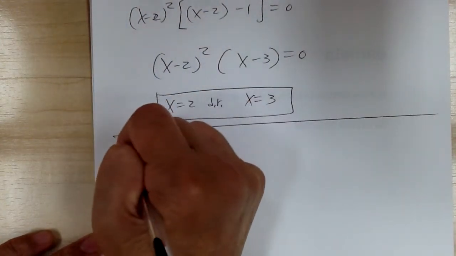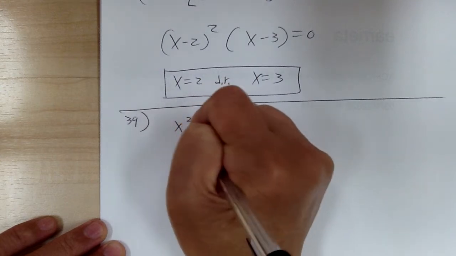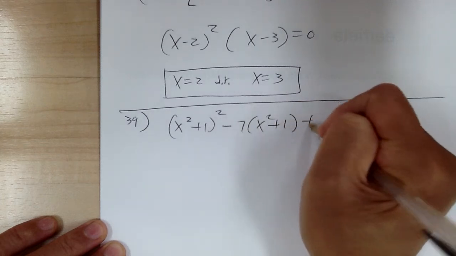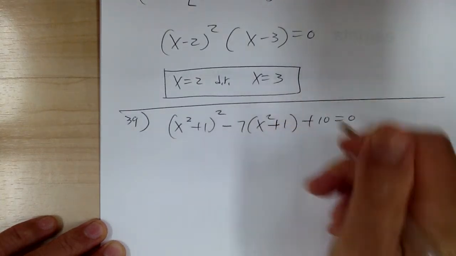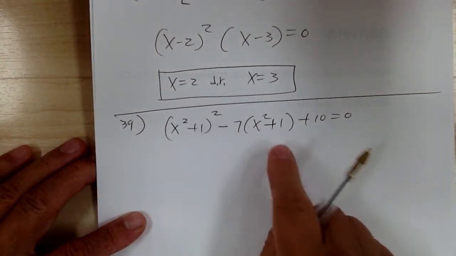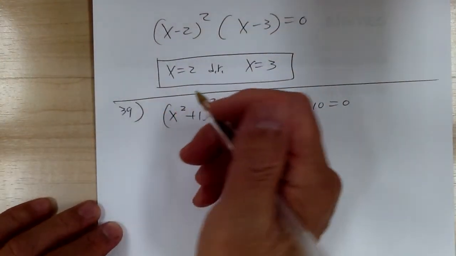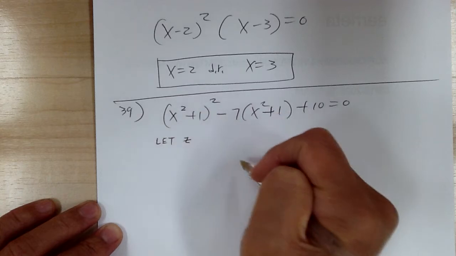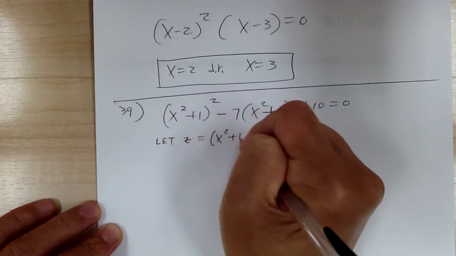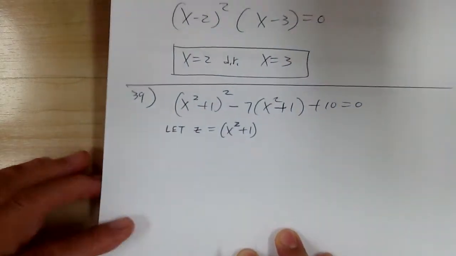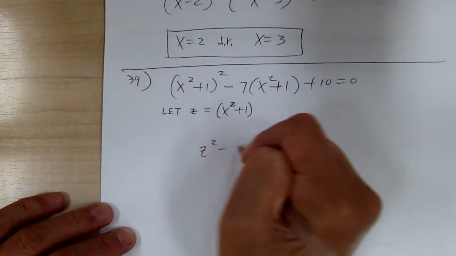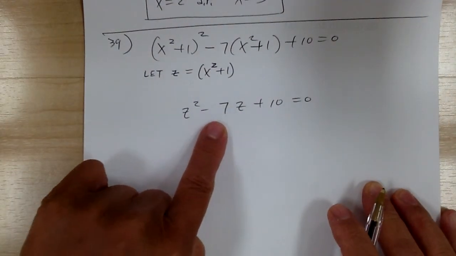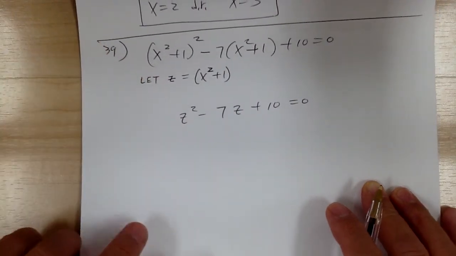Okay, let's go to number 39. You have (x squared plus 1) squared minus 7 times (x squared plus 1) plus 10 equal to 0. Now, when things get complicated, when you see the repeated parts, you can do something called a Z-substitution. You can use any letter, but I like to use Z. So that's Z equal to x squared plus 1. So that way, this becomes Z squared minus 7Z plus 10 equal to 0. Right? So now it's easier. So now it's not as confusing. So you can solve that and you switch back afterwards.